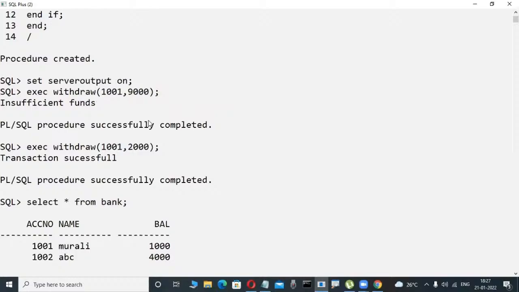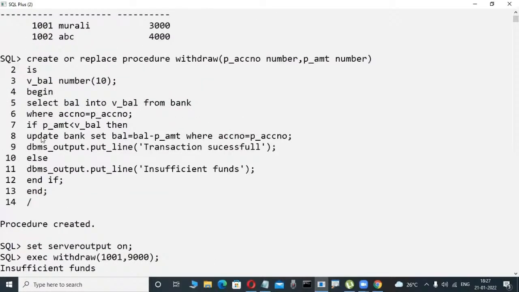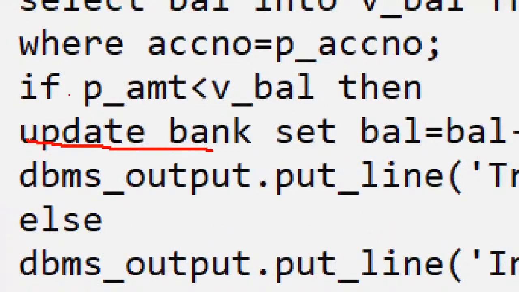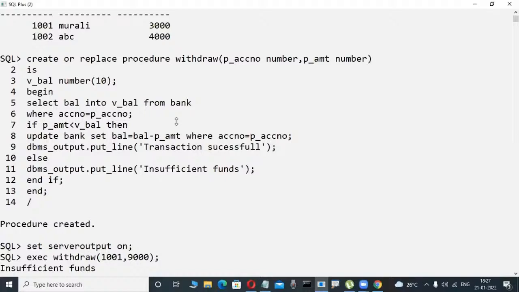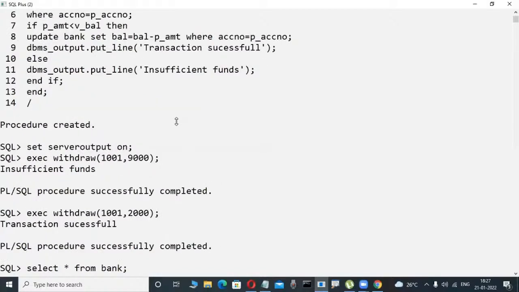You are a programmer, you are writing code with an update. Update is a SQL command only. The if condition is a PLSQL command. That's why you need some language knowledge. With this type of PLSQL coding knowledge, then only you can write real-time applications, OTP validations, bus ticket reservation, anything. So many applications are there. But a little bit of knowledge is required.